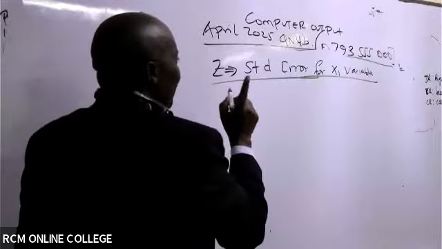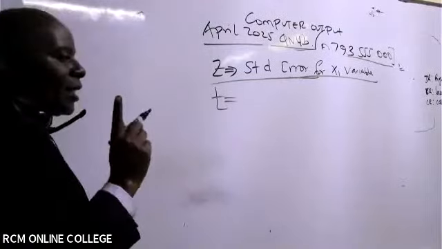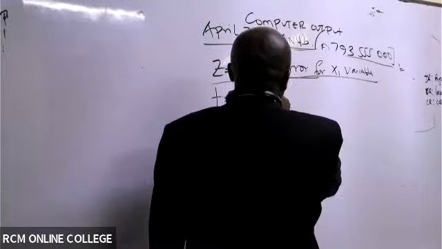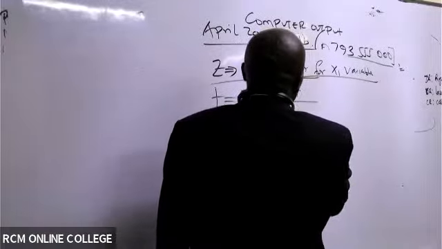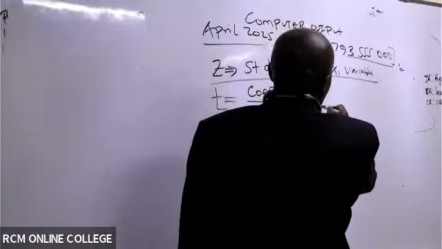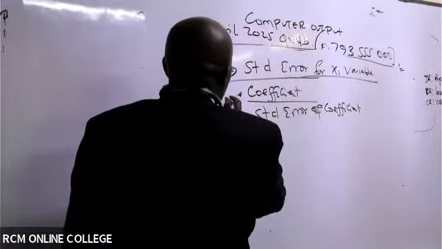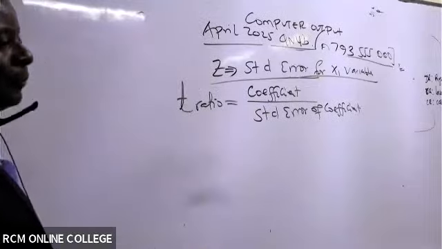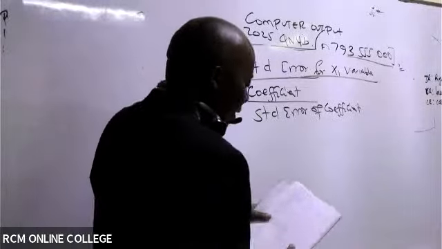So then here I will be expected to master some formula. To get this T, ladies and gentlemen, how do we get this T? To get this T, you take the coefficient all over the standard error. This is how we get the T ratio. You should always write it like that. To get T ratio, a very, very important formula: we take the coefficient all over the standard error of the coefficient.